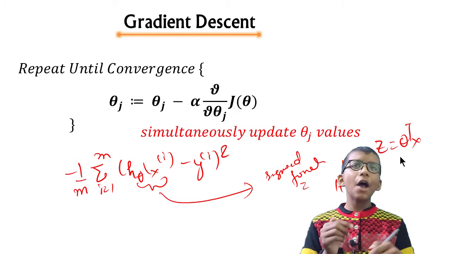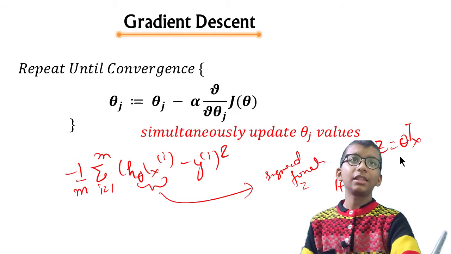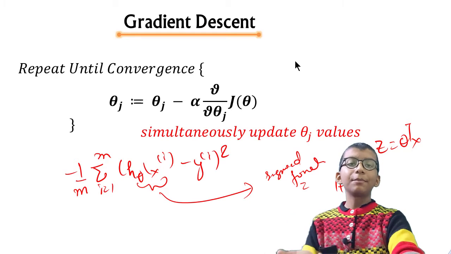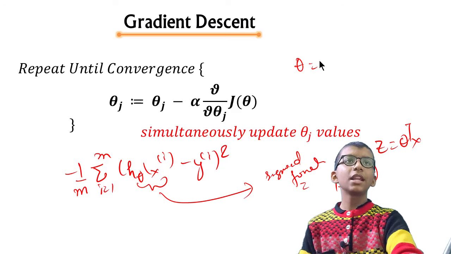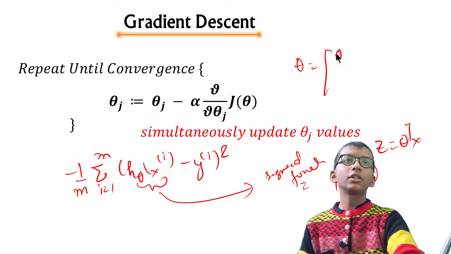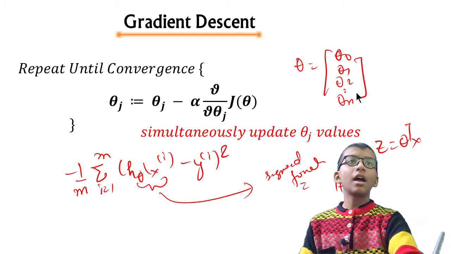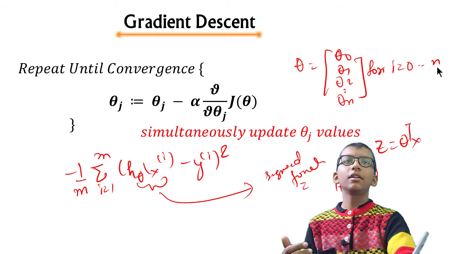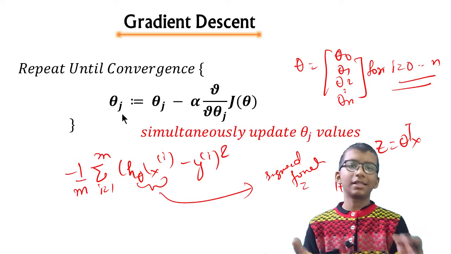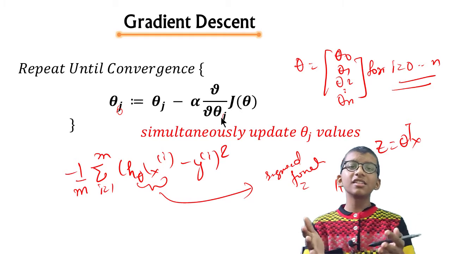And one more thing, how do we update our theta values? Here we have our theta values, which I'm showing as a column vector: theta 0, theta 1, theta 2, all the way down to theta n, and we have to update this theta for j equals 0 till n. Now I think you got a better intuition about the gradient descent algorithm.